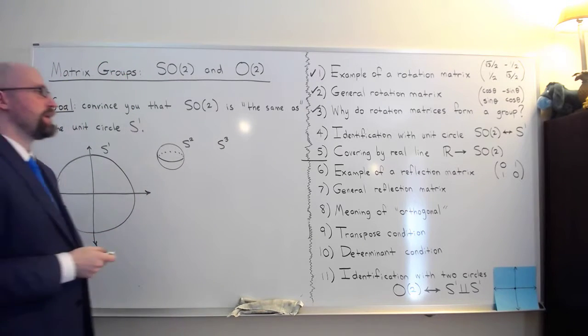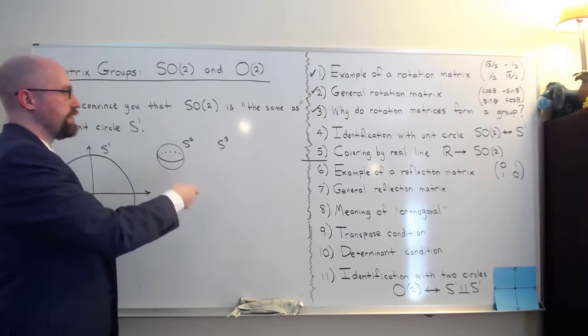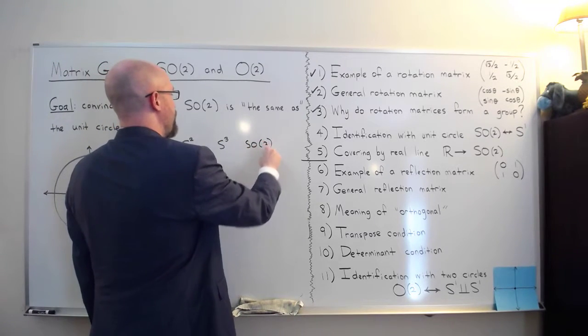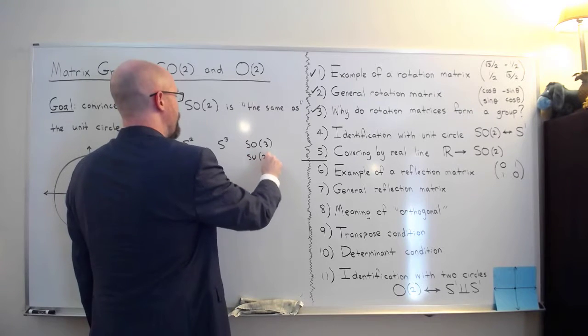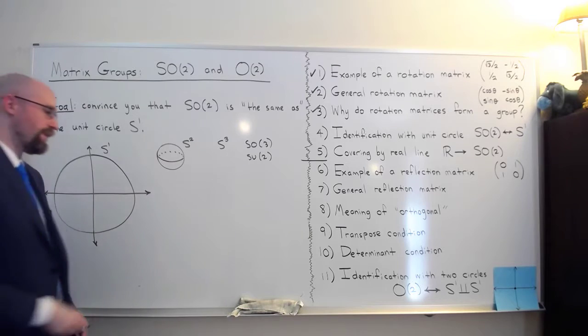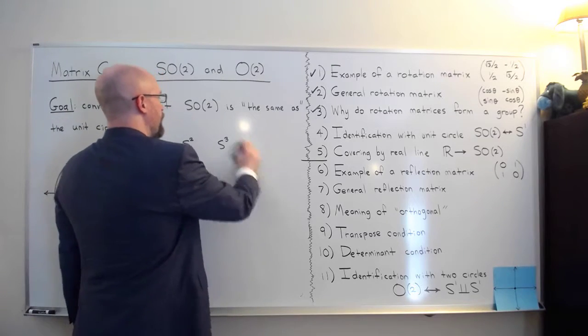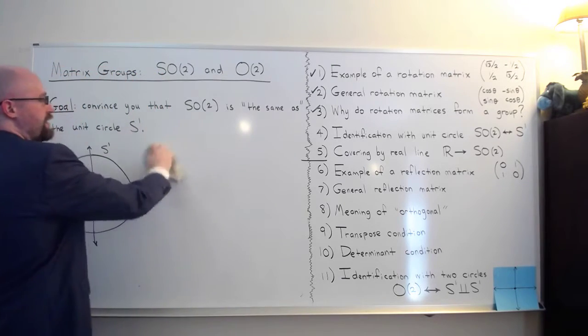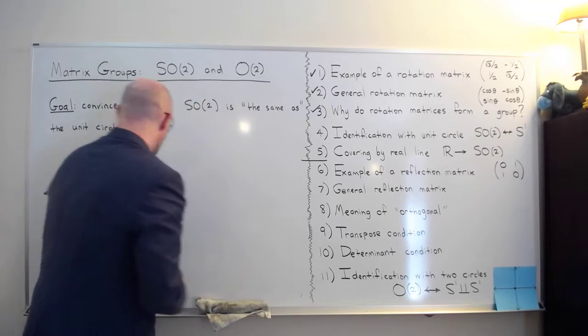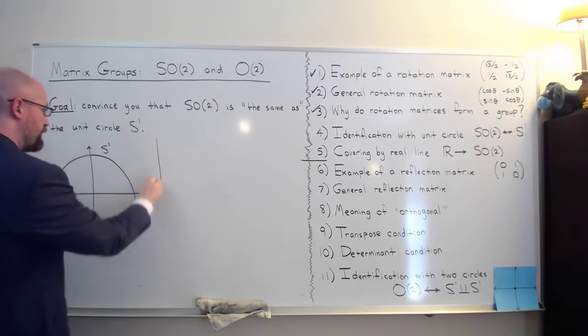And later, when we talk about some other matrix groups like SO3 and SU2 and so on, if we get to these, then these are related to S3 in some way. So you can't visualize it as easily as you can S1 and S2, that's for sure. So that's on this side.